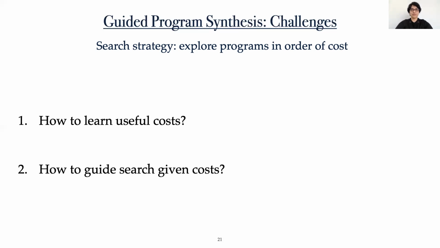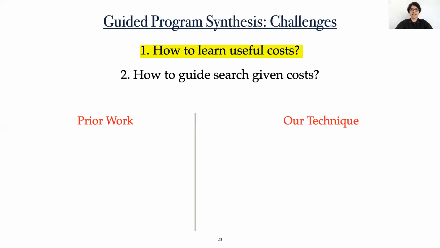However, there are 2 major challenges in guided program synthesis. Firstly, how to learn useful costs, and second, how to guide search given costs. For the first challenge of how to learn useful costs, existing approaches learn costs offline from a large corpus of data. They require significant amounts of high-quality training data, which must contain hundreds of meaningful programs per problem domain targeted by the synthesizer. Such datasets are generally hard to obtain.